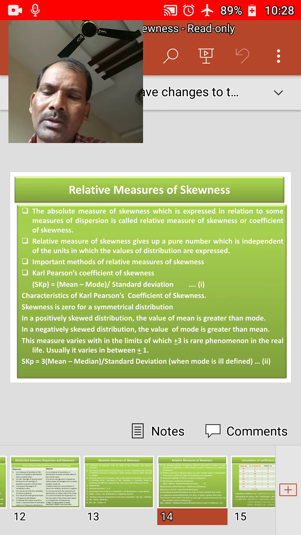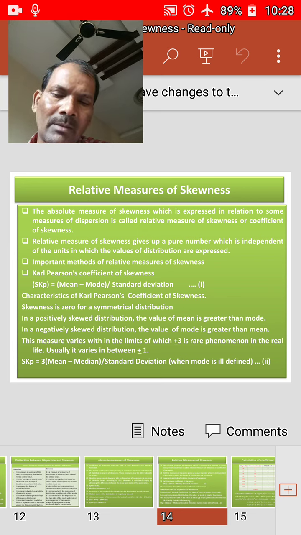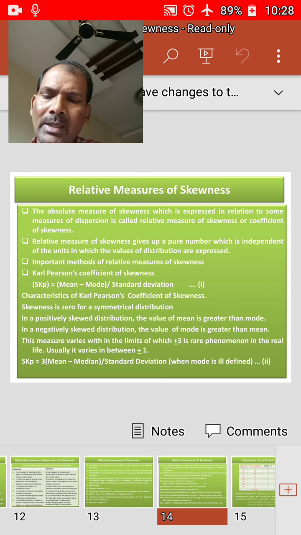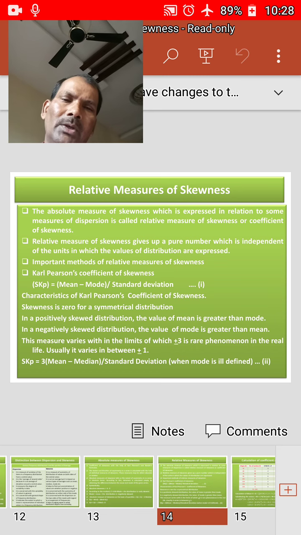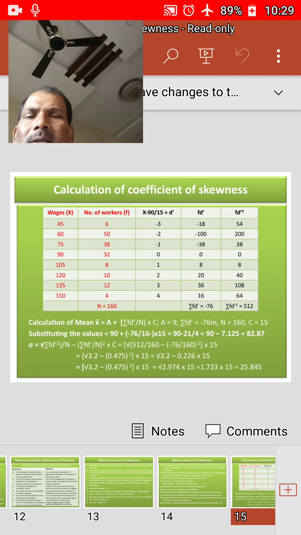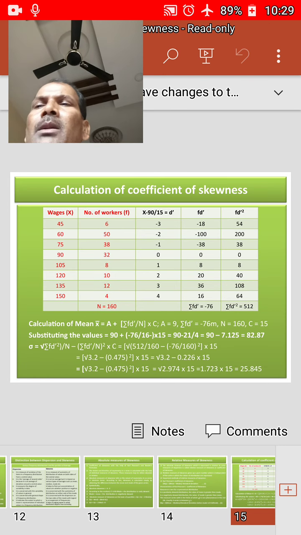This formula is not useful to calculate skewness for a bimodal frequency distribution. Hence, Pearson has suggested another formula, called the empirical formula, that is SKP is equal to 3 (mean minus median) by standard deviation. Right. Next, we will do one problem on this.